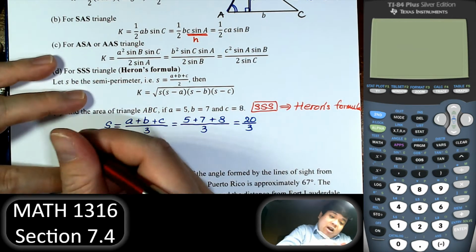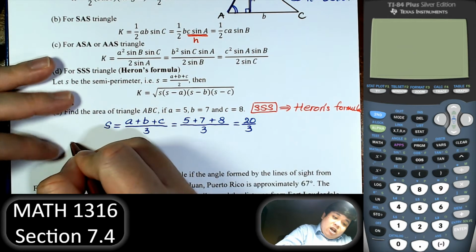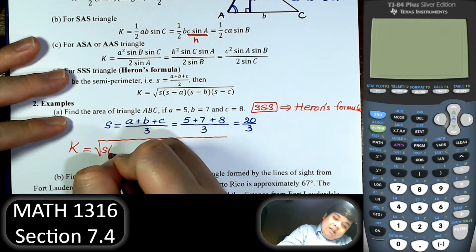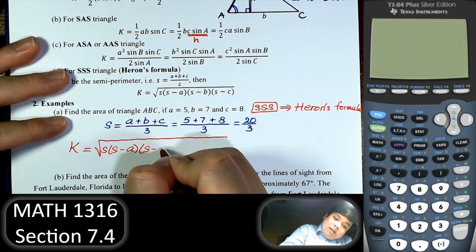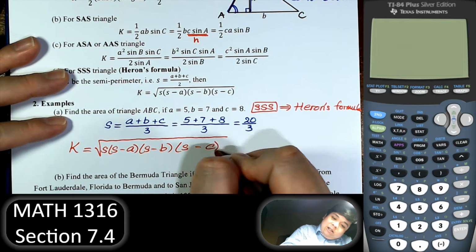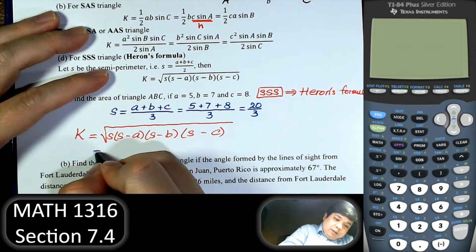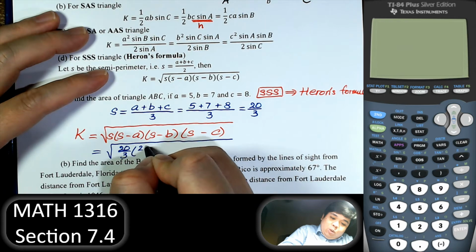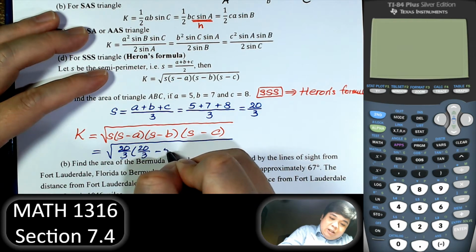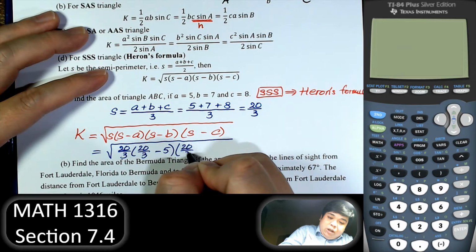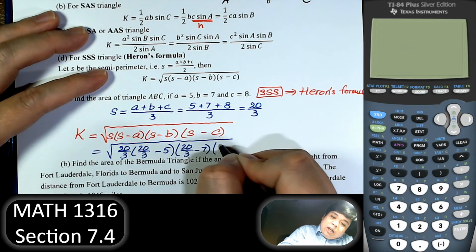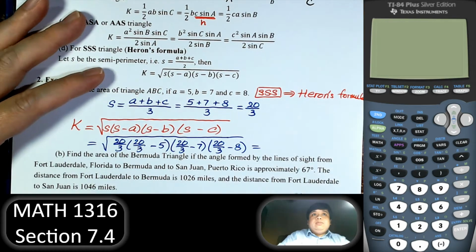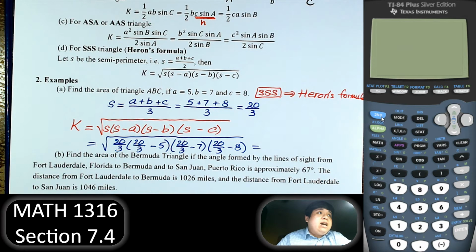Then the Heron formula, because this is the side side side scenario where we have all three sides, is the square root of s times s minus a, s minus b, s minus c. So we just have s minus a, s minus b, and s minus c. Just put it in a calculator, and that's it.